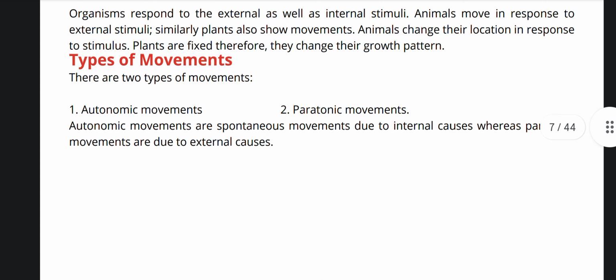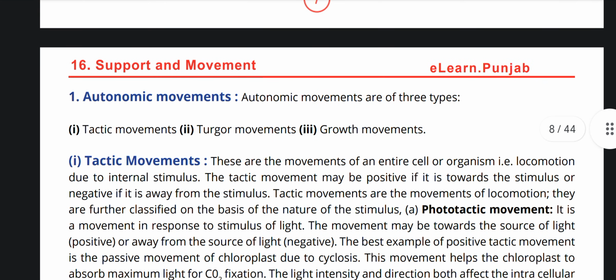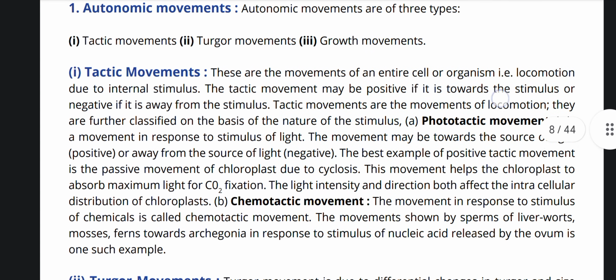Types of movements: there are two types of movements. Number one, autonomic movements, and number two, paratonic movements. Autonomic movements are spontaneous movements due to the internal causes, whereas paratonic movements are due to external causes. Autonomic movements are of three types. Number one, tactic. Number two, turgor. Number three, growth.